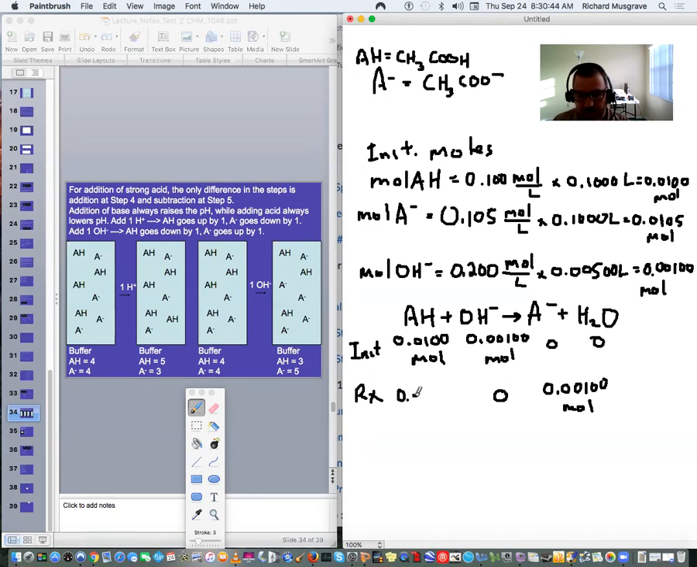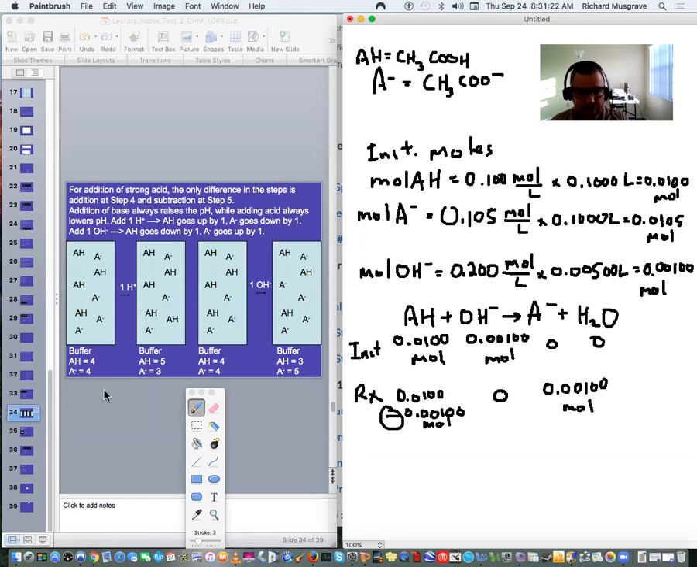And here we'll have 0.0100 minus 0.00100 moles. So the whole point of what I'm trying to get at here is that we are gaining A minus, and we gain as much A minus as we add OH minus, but we also lose that same amount of AH as well. So that's why we're doing this subtraction step here, which is really the key to what I'm talking about.